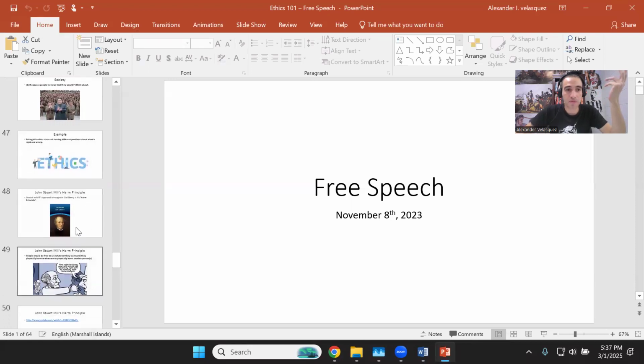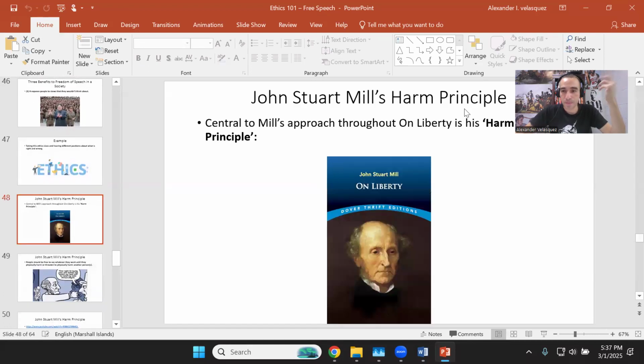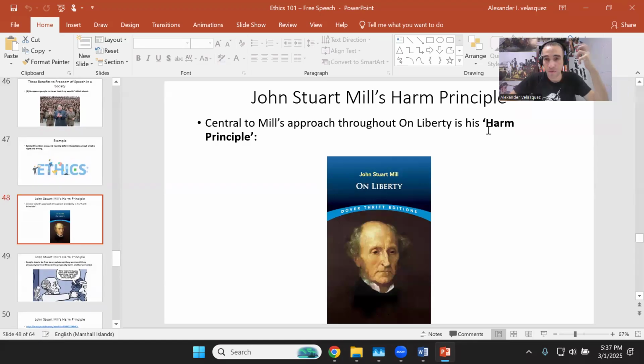I don't know who John Stuart Mill is. John Stuart Mill, I teach this in my class on free speech. John Stuart Mill wrote this book. He was a philosopher from the 1800s. He wrote this book called On Liberty. And in this book, he explains how much free speech we should have in society. So, how much free speech should we have? What shouldn't we be allowed to say?